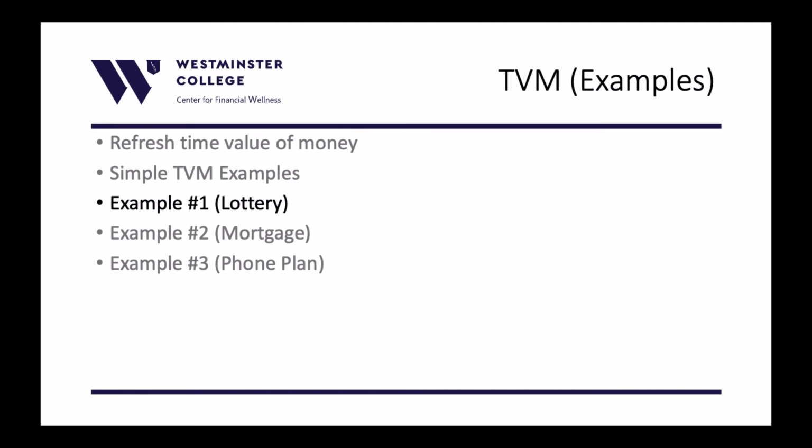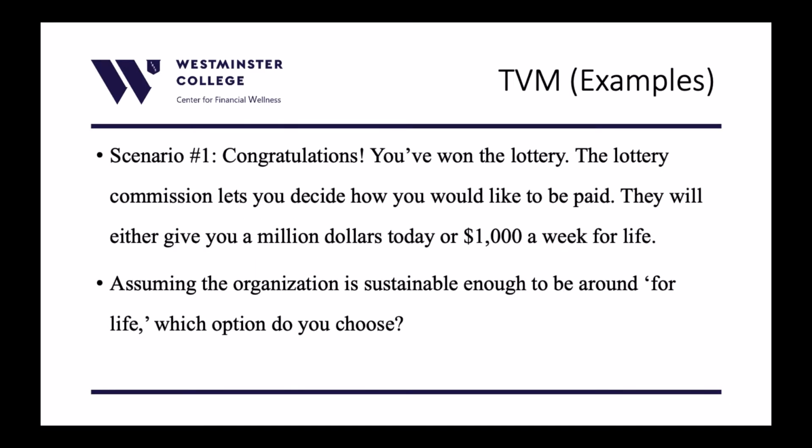Moving on to the bit more complex examples. Congratulations, you've won the lottery. The Lottery Commission lets you decide how you would like to be paid. They can either give you $1 million today or $1,000 a week for life. Assuming the organization is sustainable to be around for life, which option do you choose?